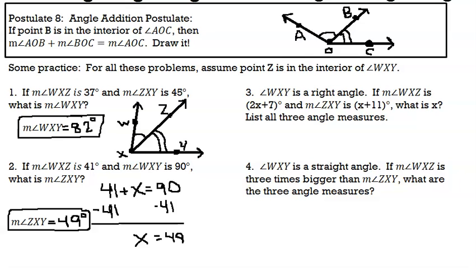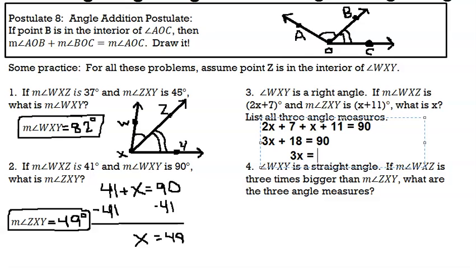WXY is a right angle. And then they break it down into two parts. So we're going to say the part plus the part equals the whole thing. So 2x plus 7 plus x plus 11 equals, well, we know it's a right angle. So the total would have to be 90. So we combine our like terms and we get 3x plus 18 equals 90. We add up the 2x and the x, we get 3x. We add up 7 and 11, we get 18. Then we subtract 18 from both sides.